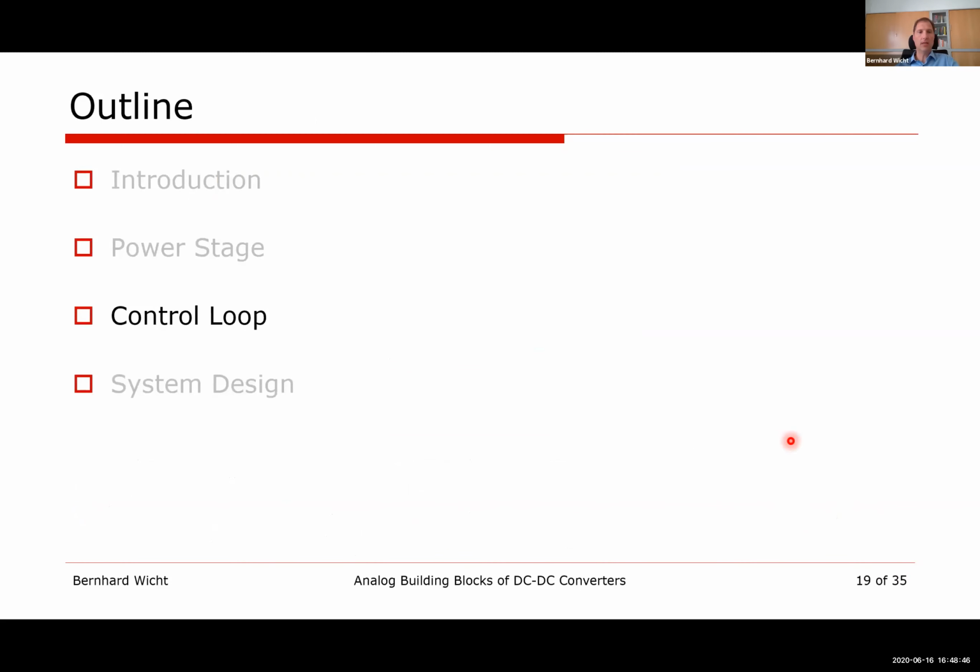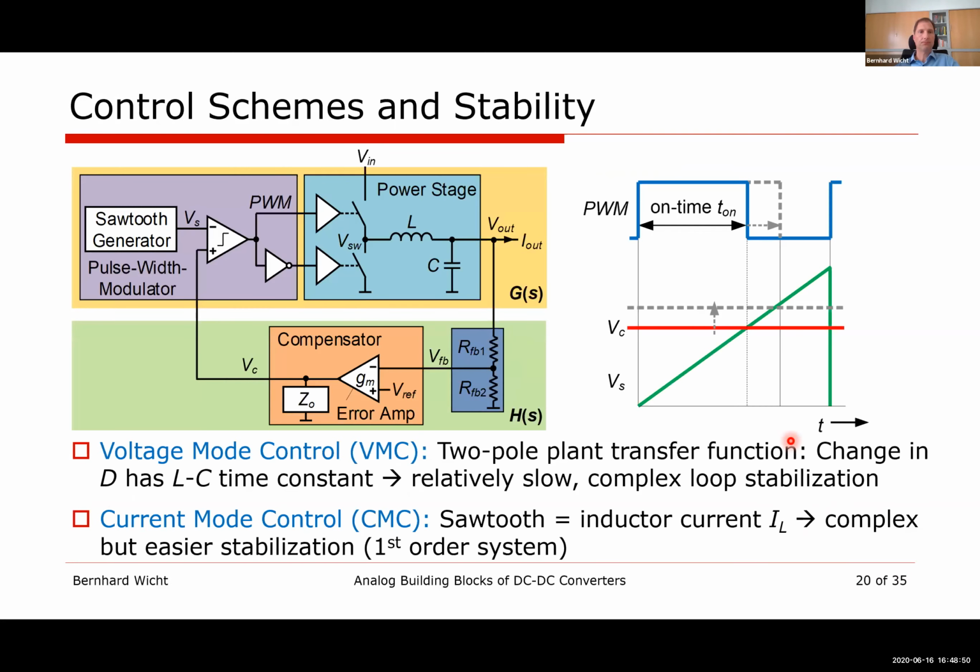So with that, we can go to the control loop. We have seen already, in the very beginning, the whole control loop block diagram. We have seen how we generate the PWM signal by this ramp.